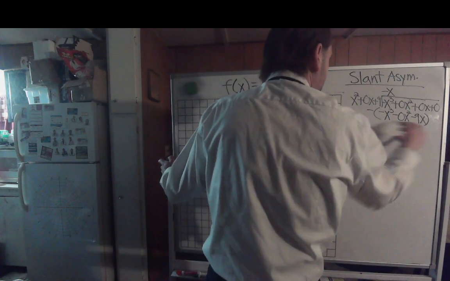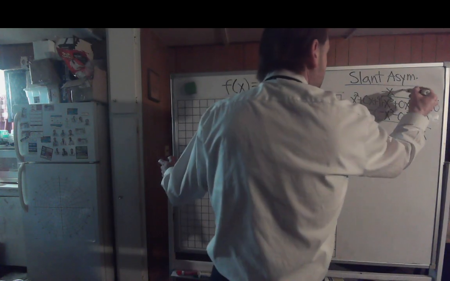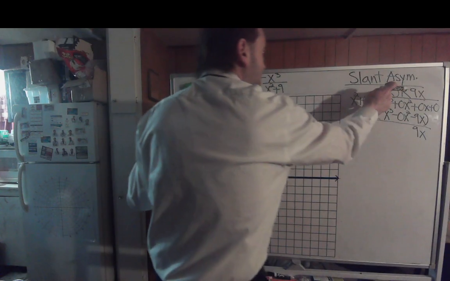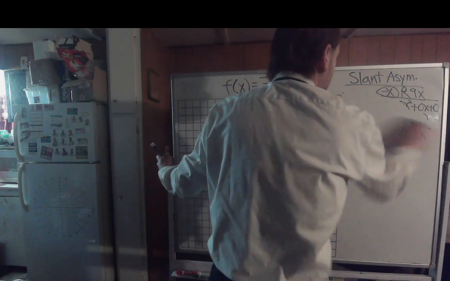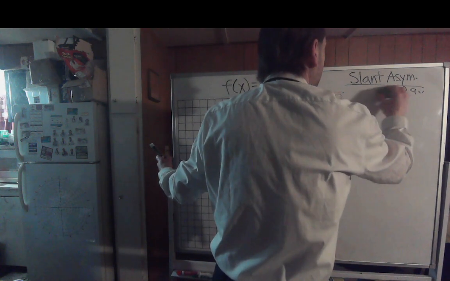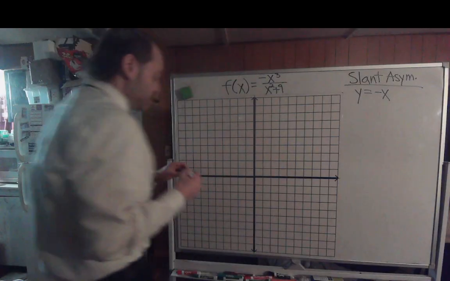So we'll subtract here. So that would be 0, 0. You'd end up getting 9x. So you'd have negative x with the remainder of 9x, which for your slant asymptote, you don't care about the remainder. You only care about what you got besides the remainder. So that means your slant asymptote is y equals negative x. That's exactly what you're going to get, is y equals negative x for your slant asymptote.